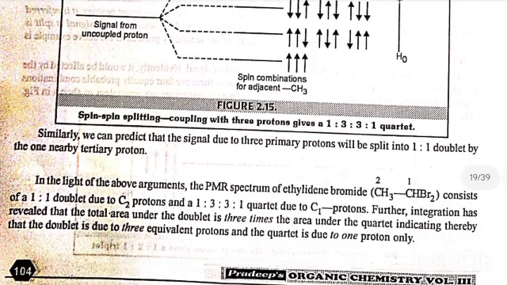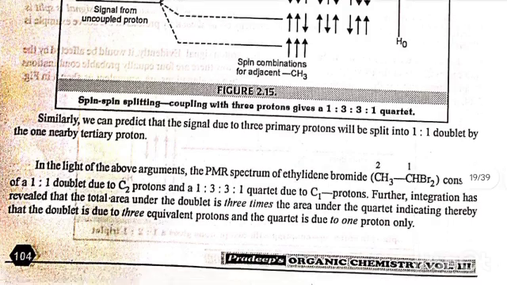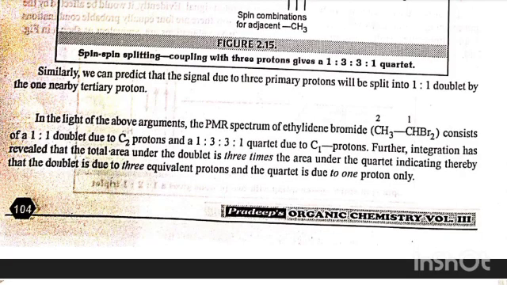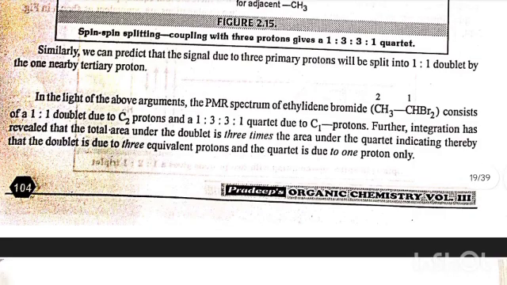Similarly, we can predict that the signal due to three primary protons will be split into a 1:1 doublet by the one nearby tertiary proton. In the light of the above arguments, the PMR spectrum of ethylidene bromide consists of a 1:1 doublet due to C2 protons and a 1:3:3:1 quartet due to C1 proton. Further integration has revealed that the total area under the doublet is 3 times the area under the quartet, indicating thereby that the doublet is due to 3 equivalent protons and the quartet is due to 1 proton only.